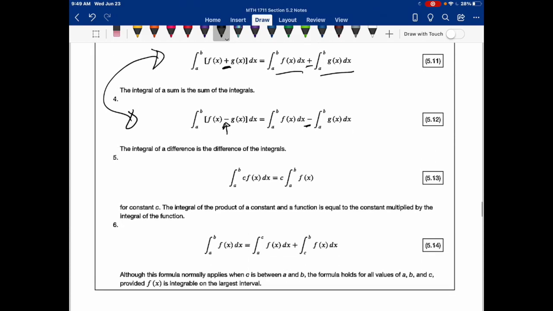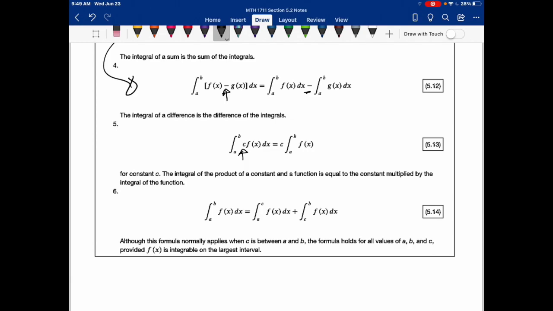The next property of integral says if I have a constant in front of the function, I can pull that on the outside of the integral. So if I take the integral of some constant times a function, that's the same thing as taking that constant times the integral of the function.